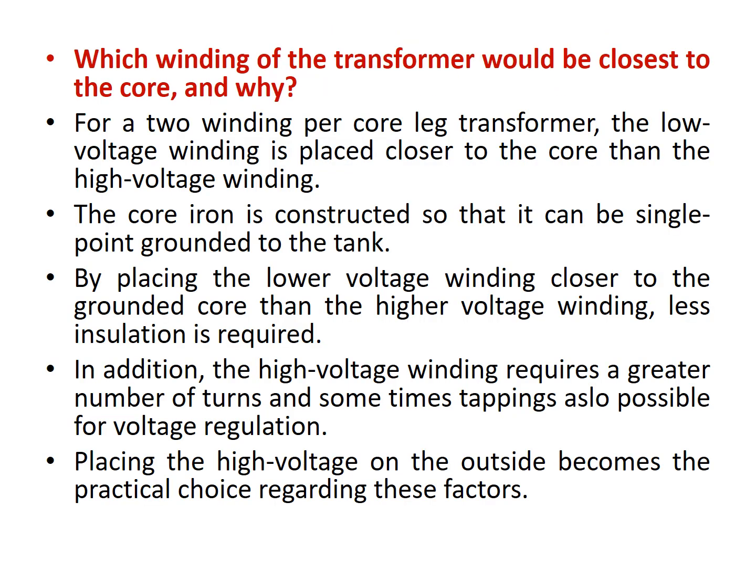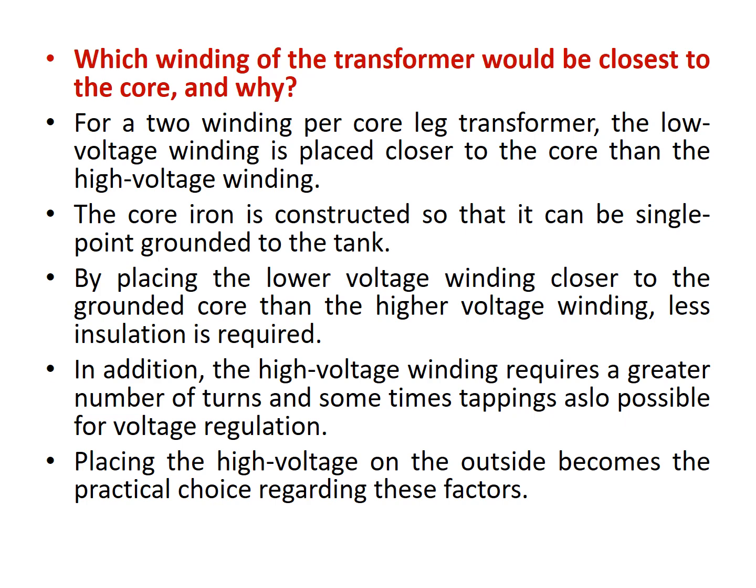So which winding of the transformer would be closest to the core and why? For this particular transformer, for a 2 winding per core leg transformer, the low voltage winding is placed closer to the core than the high voltage winding. The core iron is constructed so that it can be single point grounded to the tank.